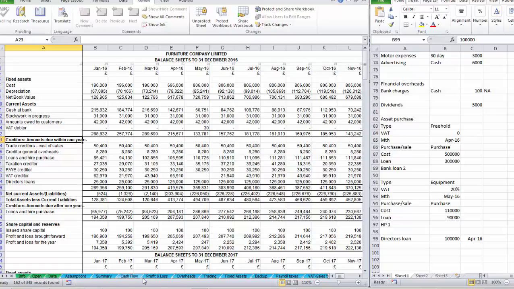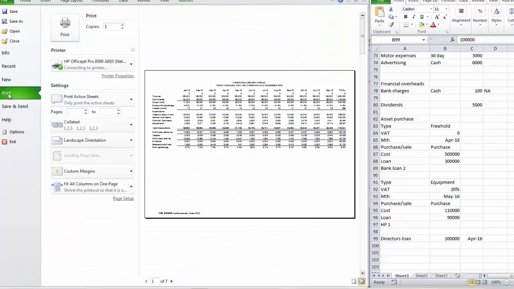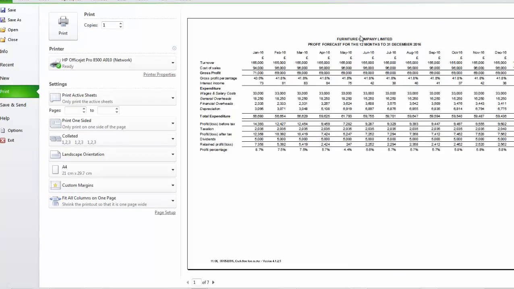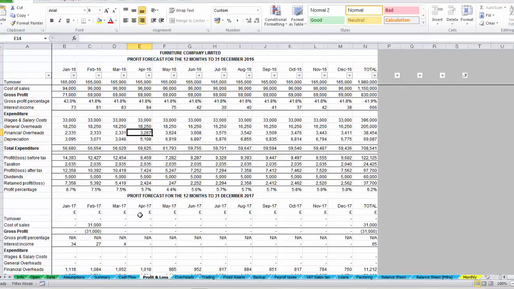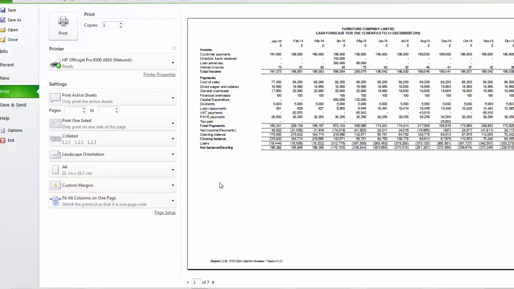So if, for example, I wanted to print this, I click on File, Print, and there's my profit and loss account. That's what it would look like. If I maximize that, you might be able to see it a little bit better. So that's what your profit and loss would look like. I'm not going to print that. And my cash flow. So if I do File, Print, that's what my cash flow forecast would look like, and so on.